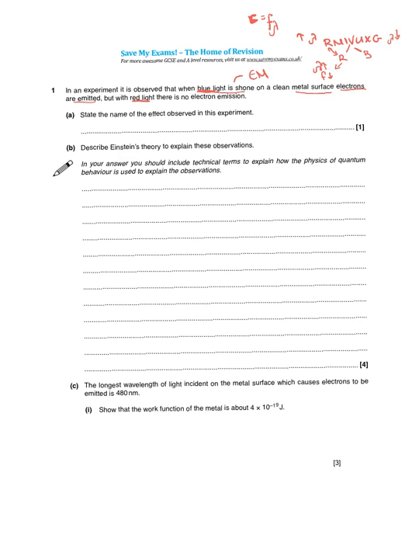So state the name of the effect observed in this experiment. So what effect is observed? We have two effects that we should remember in terms of how electrons can get removed so far. One of them is the thermionic emission, and the other one is the photoelectric effect. So you have photons of blue light emitting electrons from the metal surface.